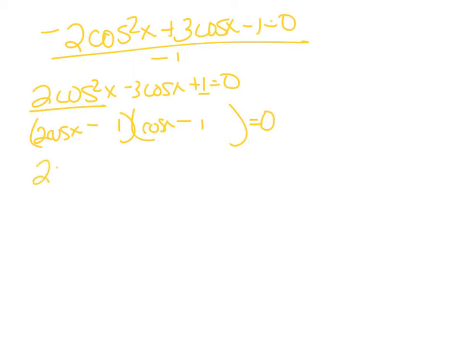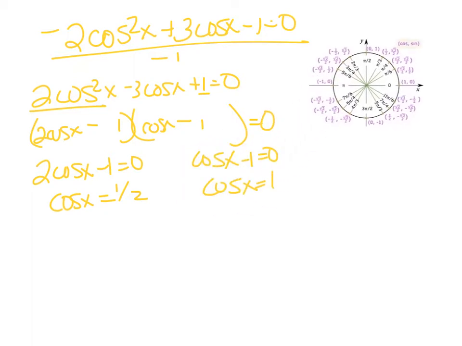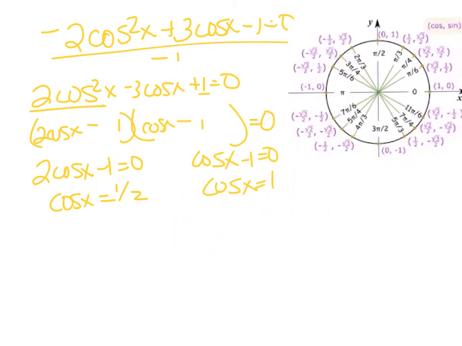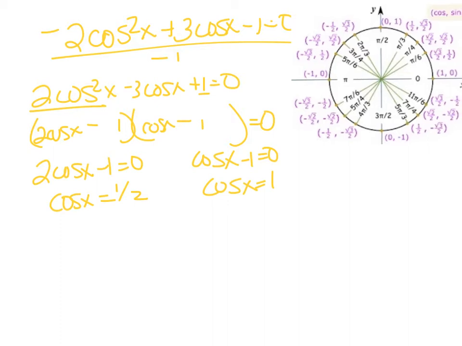So my 2 cosine x minus 1 equals 0 will give me cosine of x equals a half, and I'll come back to that in a second. And cosine of x minus 1 equals 0 gives me cosine of x equals 1. And hold on, let me add in a unit circle. Let me make this a little bit bigger. I'll put most of it up here. Sorry, it covers the top part.